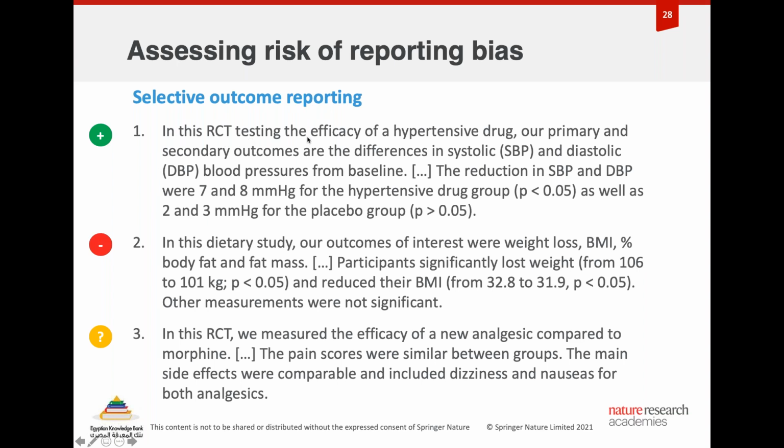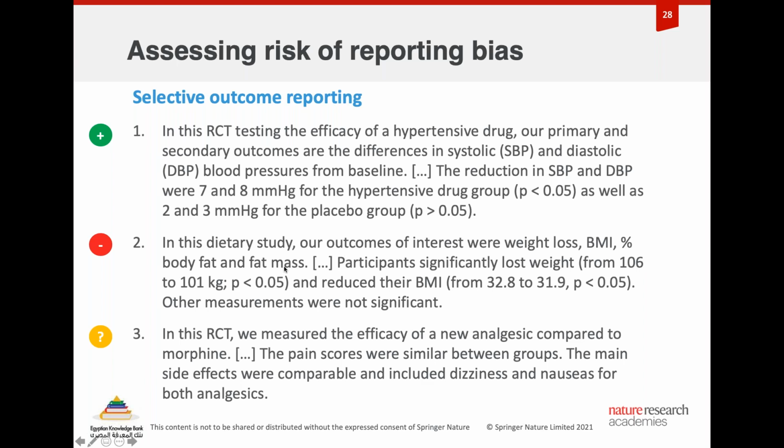So in this RCT, testing the efficacy of a hypertensive drug, our primary and secondary outcomes were differences in systolic and diastolic blood pressures from baseline. And the reduction of the systolic blood pressure and diastolic blood pressure were 7 and 8 milligrams of mercury for the hypertensive drug group, P less than 0.05, as well as 2 and 3 milligrams of mercury for the placebo group, P is greater than 0.05. Why is that low? It's very descriptive, and you see all the information, both positive and negative, are being presented.